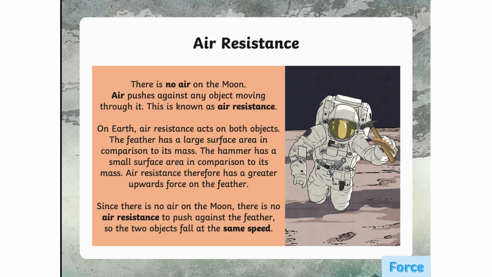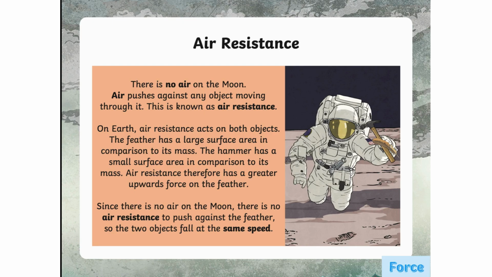Air resistance. There is no air on the moon. Air pushes against any object moving through it. This is known as air resistance. On Earth, air resistance acts on both objects. The feather has a large surface area in comparison to its mass. The hammer has a small surface area in comparison to its mass.